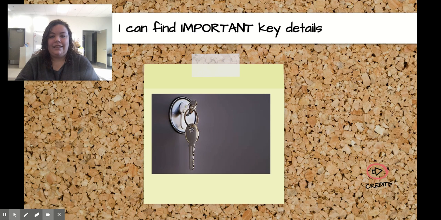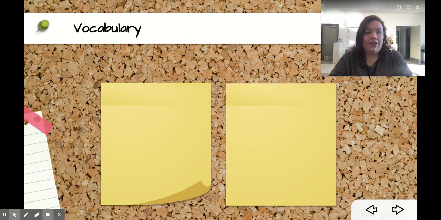I like to think of the key details as being like an actual key to a lock. They are the type of details that will help us answer questions like who, what, where, when, or why about our story. As always, before we get started, we need to do a little bit of vocabulary, but this vocabulary should be familiar to you. It's kind of a review.